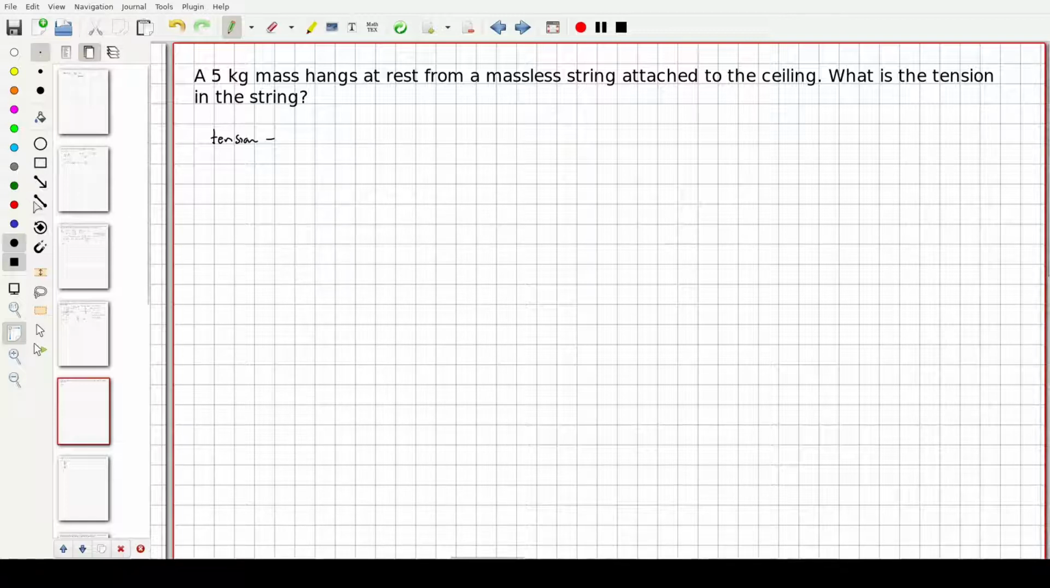That said, let's draw our picture here just to sort of get a feel for what we're looking at. So here's the ceiling. Here's our rope or string. And I don't know, maybe here's our mass.